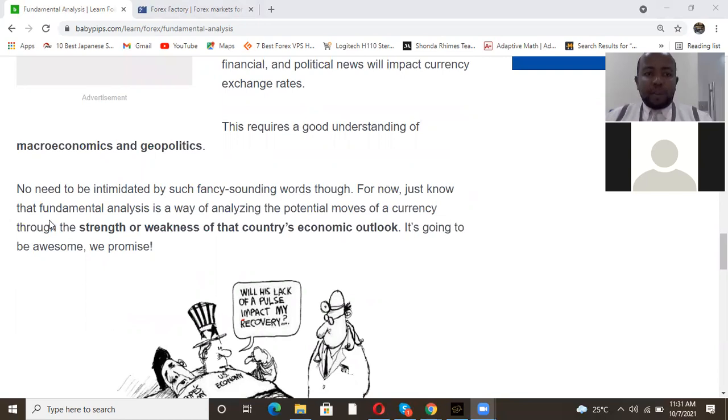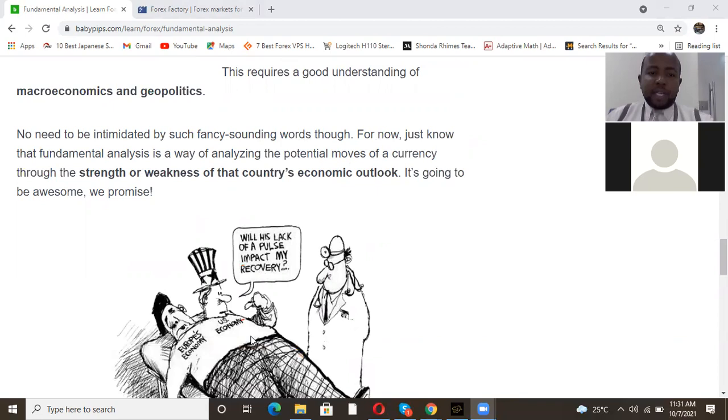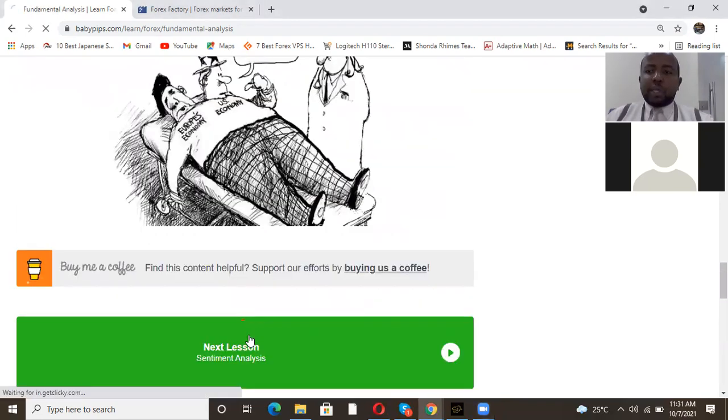For now, just know that fundamental analysis is a way of analyzing the potential moves of a currency through the strength or weakness of that country's economic outlook. It's going to be awesome. I really, really love fundamental analysis, because once you really understand it, you're able to know what is happening at all times, especially in the markets.